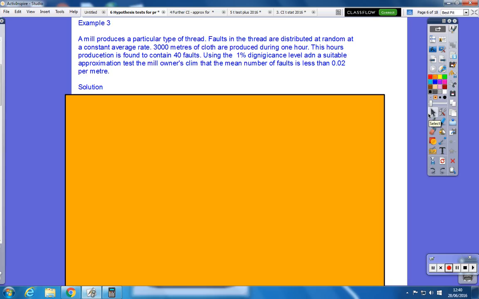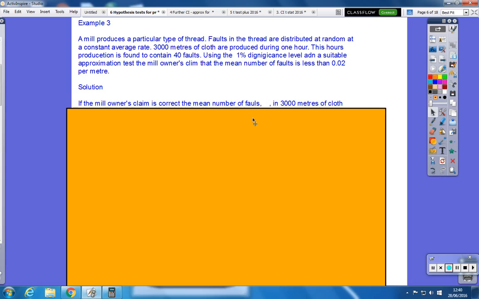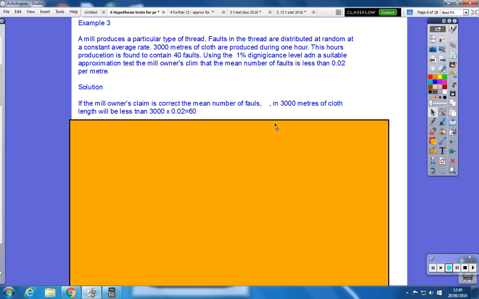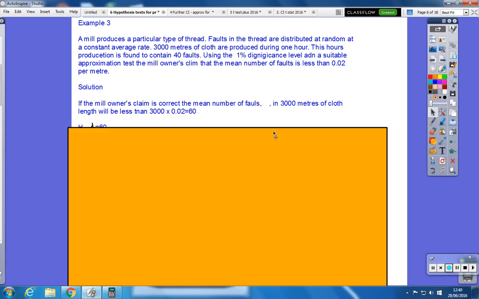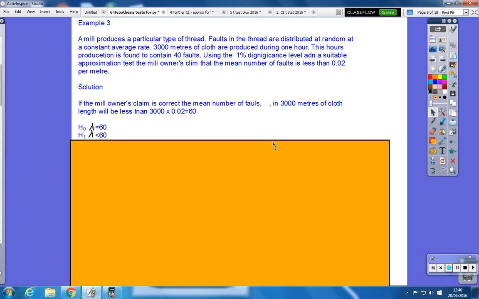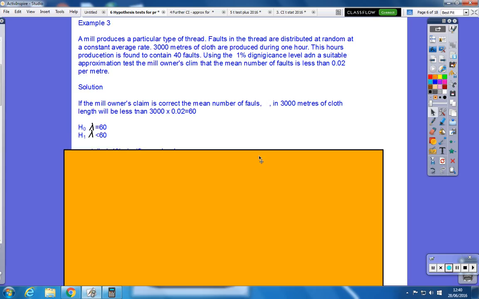So the millionaire wants to test the claim that he has a number of faults of 0.02. You need to find 0.02 of 3,000, which tells you that it is 60. So there's 60 faults during an hour. Is that right? Per metre. So we're going to test whether lambda equals 60 or is less than 60, because he reckons it's less than that.